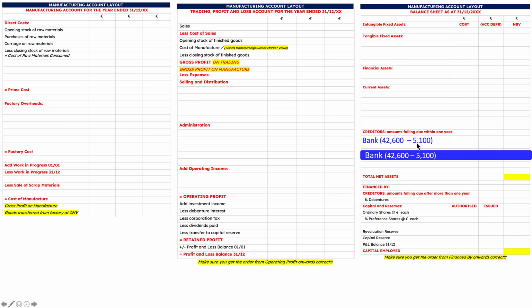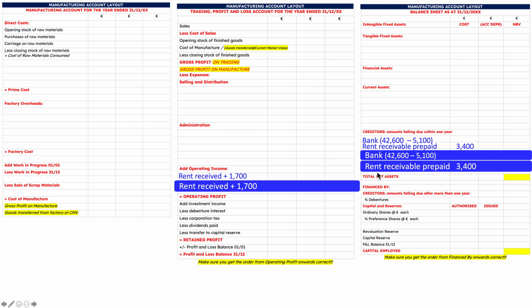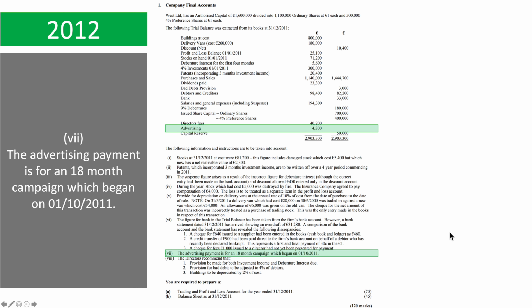So the bank minus 5,100, because the bank overdraft there, you have rent received 1,700, and then we split the other 4 months. We put 4 months into rent receivable prepaid, which is a liability because you owe the tenant the space for those 4 months. So 3,400 goes there. So that's that one done.